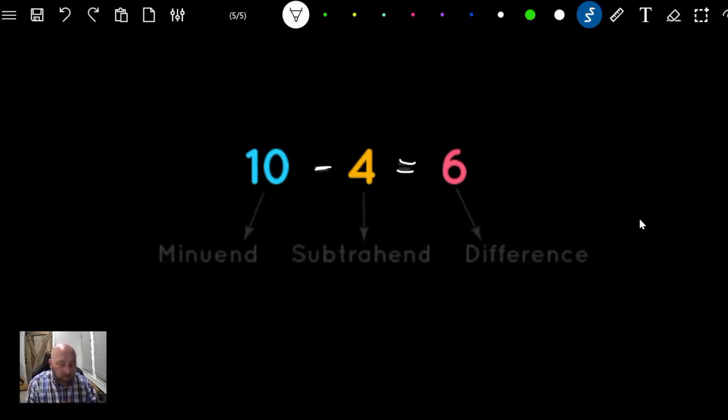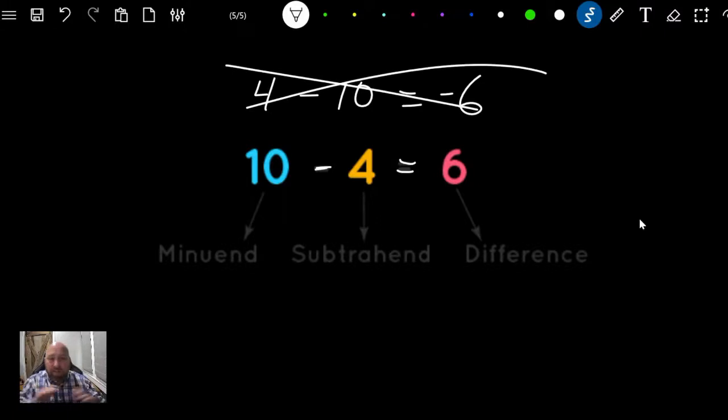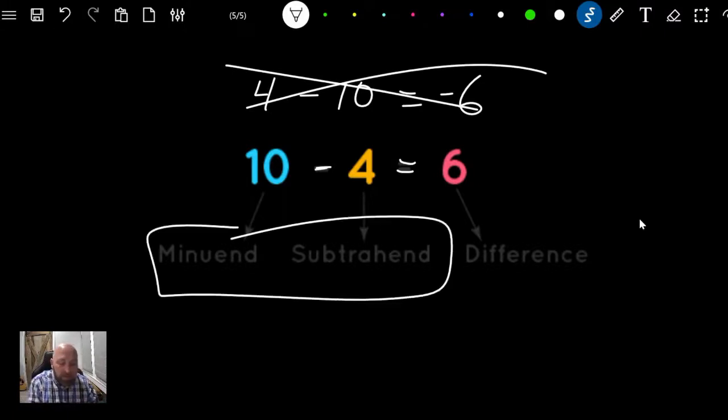Now watch something. If I switch the minuend and subtrahend, watch what happens. 4 minus 10. Whoa, that's different. If I have $4 and I take away $10, then I actually have negative $6. I don't have 6, I have negative 6, right? So this changed everything. You cannot switch the minuend and subtrahend.